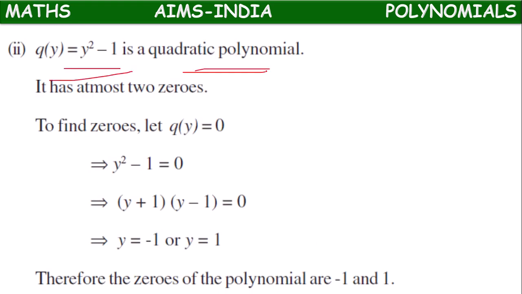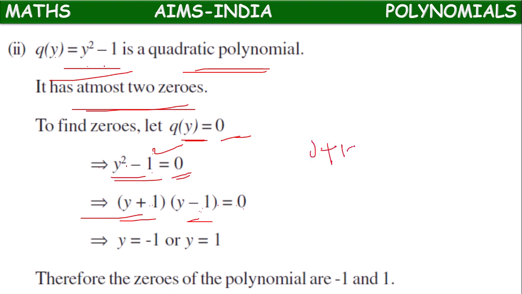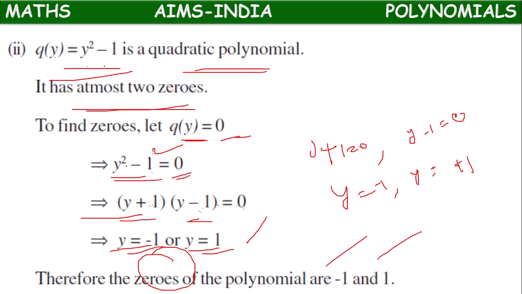Second one, a quadratic polynomial, will have two zeros. Given expression equal to 0: y square minus 1 equals 0, which is in the form of a square minus b square, which is a plus b into a minus b. So y plus 1 into y minus 1. The product of these two equal to 0 means the first one equal to 0 or the second one. Y plus 1 equals 0 or y minus 1 equals 0, so y equal to minus 1, y equal to plus 1. These two are the zeros. So the zeros of the polynomial are minus 1 and 1.